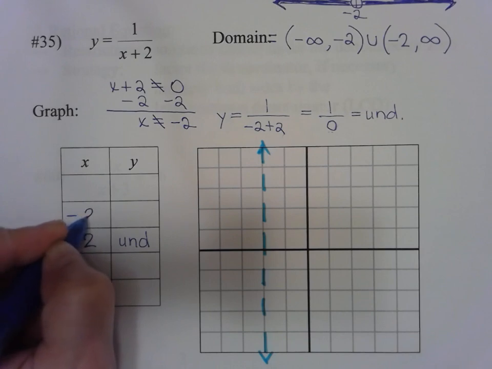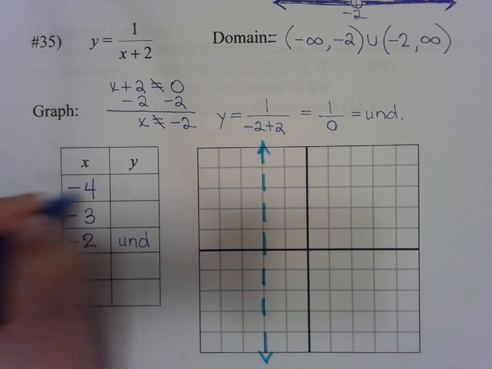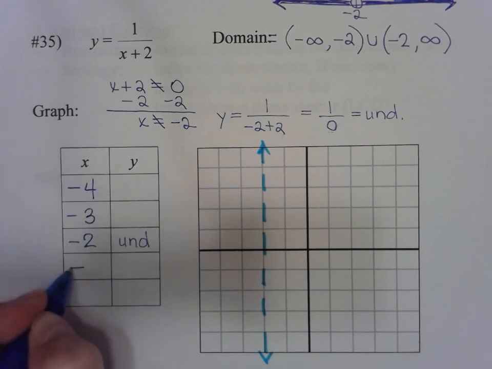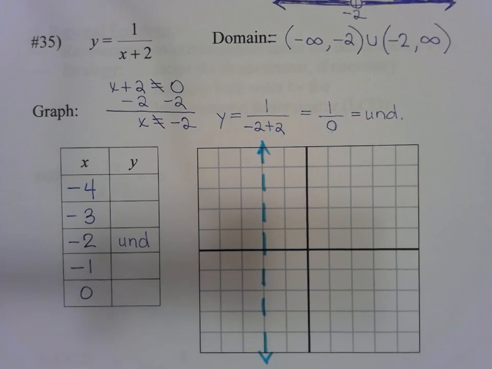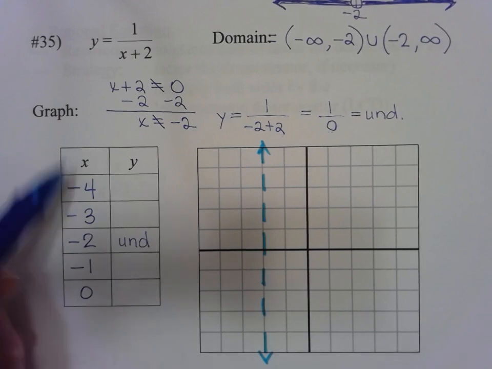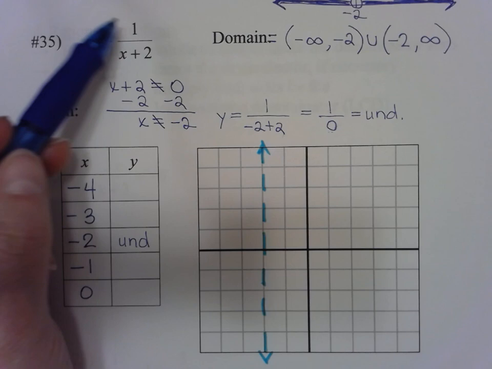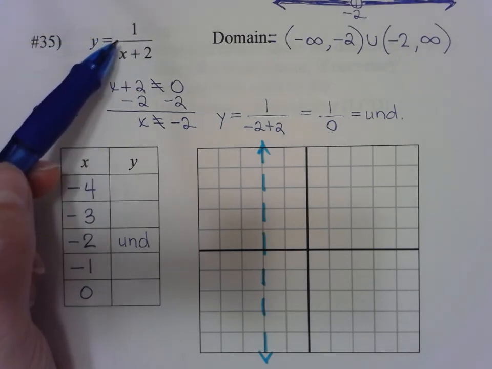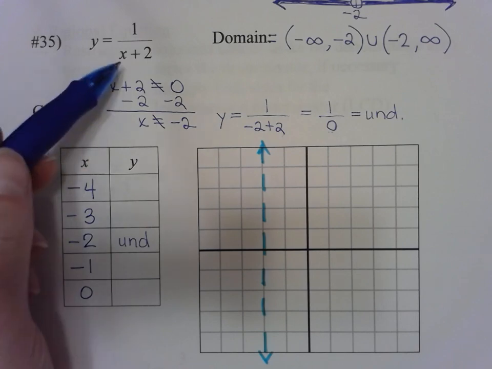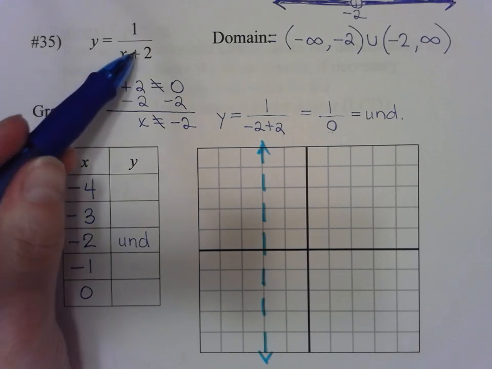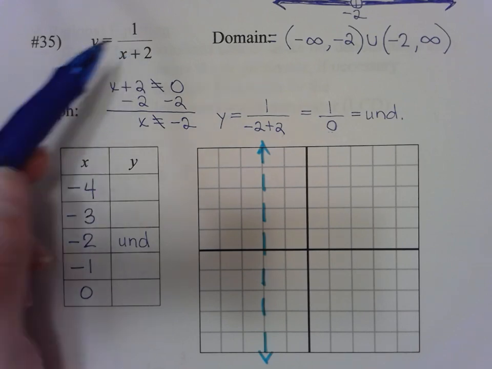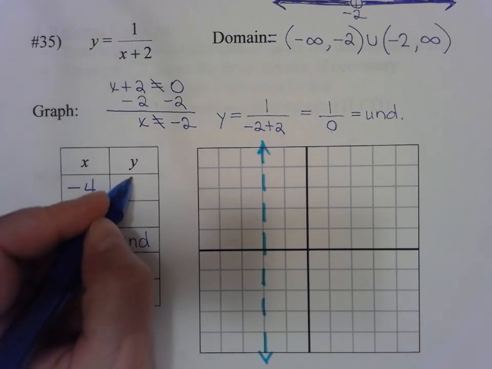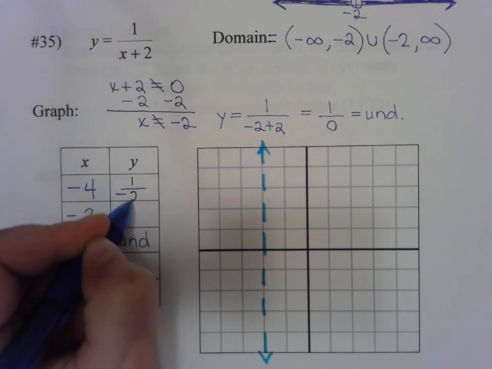So a couple numbers smaller and a couple numbers larger. And then I'm going to take these and plug them in. Don't forget the 1 over. Everybody forgets that. Don't do it, okay? I'm going to plug in -4. -4 plus 2 is -2, but it's 1 over -2, right? Or -1/2.